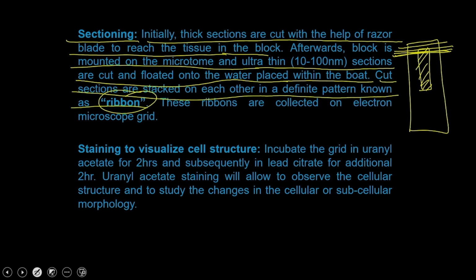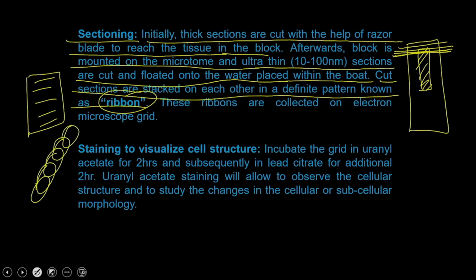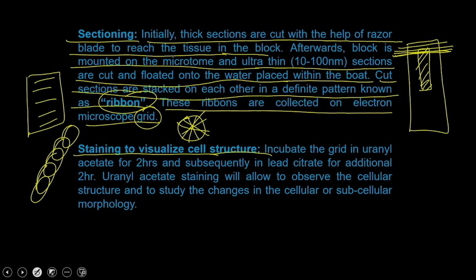When you are cutting these sections, they come into a boat-like structure, and this boat is filled with water. The sections come out like a ribbon, and then these ribbons are collected onto electron microscope grids. These are circular grids with a grid-like pattern, and on this grid you can collect all these sections together, and then these grids can be mounted into the transmission electron microscope.